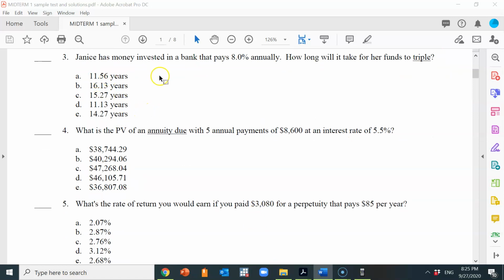Question 3. The interest rate is 8% annually. How long does it take for the money to triple? We had a similar question about how long it takes the money to double in our notes. Here it's triple, so we can assume any number that's tripled.